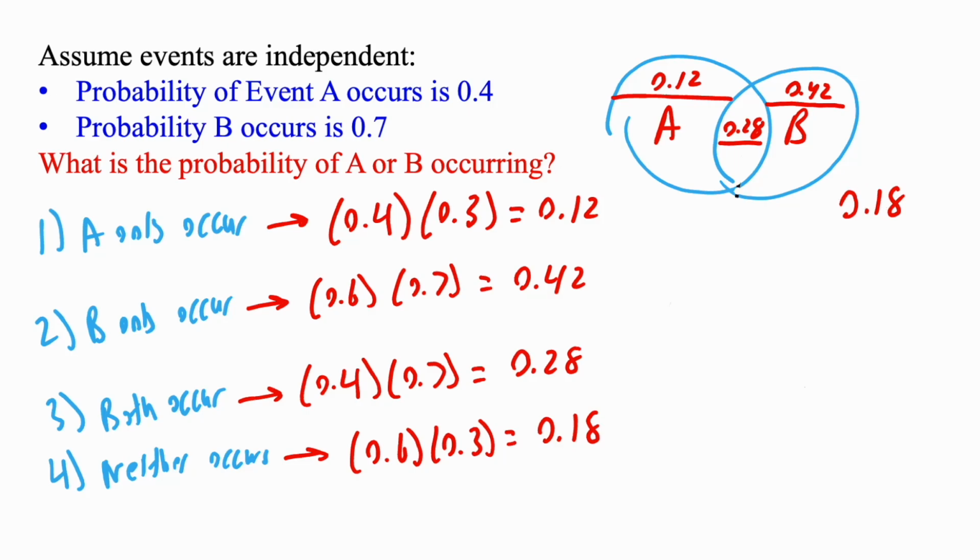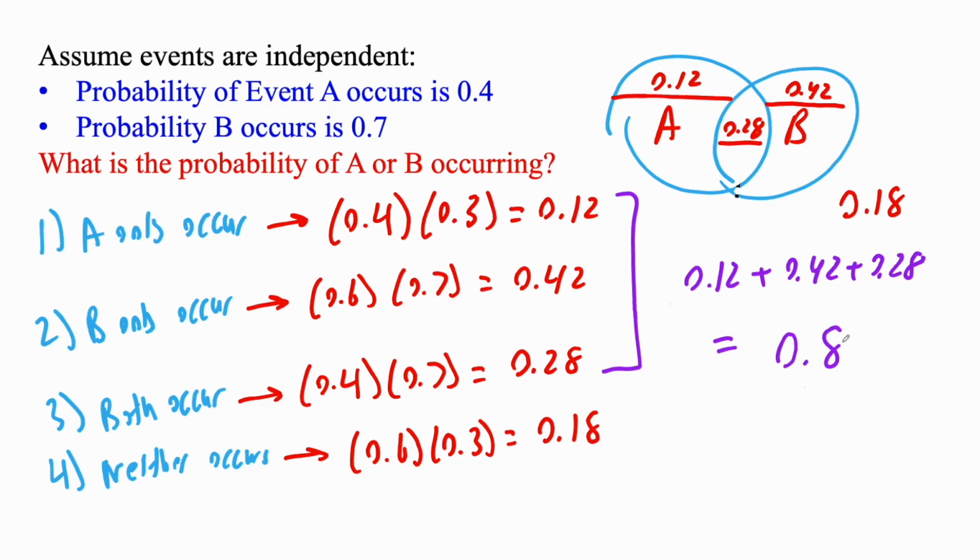Now, it's very important what this question is asking us. It's asking, what's the probability of A or B occurring? That's just going to be all three of these cases, so we just add it up: 0.12 plus 0.42 plus 0.28. If you use a calculator, or if you want to, you could do 1 minus this piece. Same thing. You're going to get 0.82. So the probability that A or B occurs is 0.82.